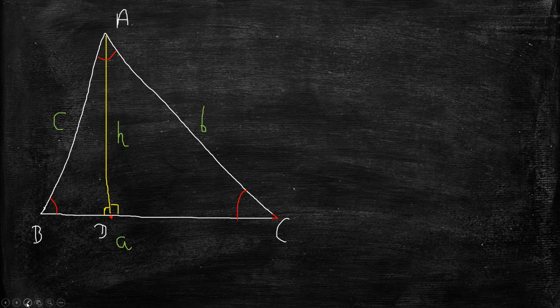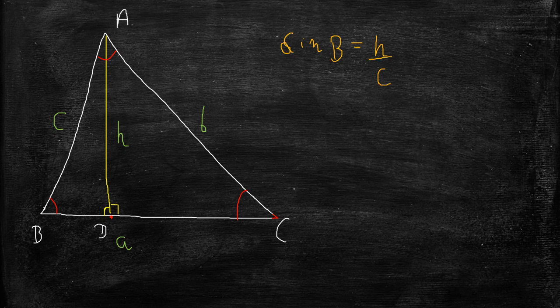So what I can write down is sine of angle B. What is sine theta? Sine theta is perpendicular upon hypotenuse. So your perpendicular is h, hypotenuse is c, and this is 90 degrees. So sine of angle B will be equal to perpendicular h upon hypotenuse c.